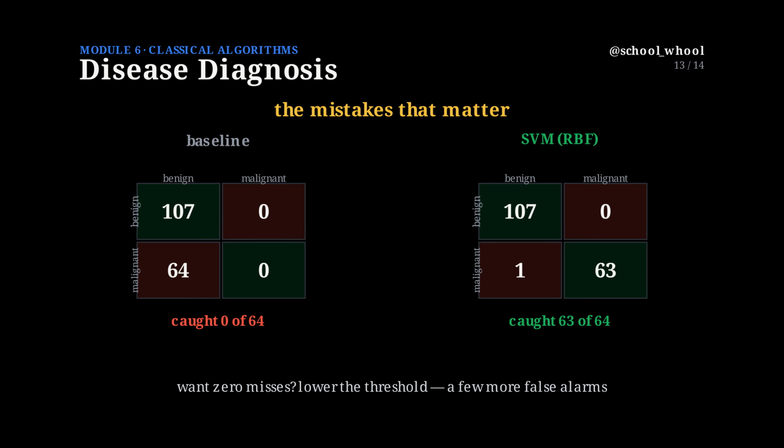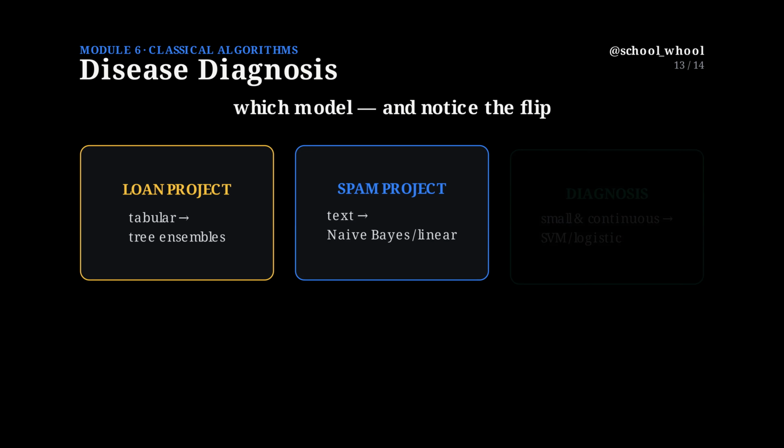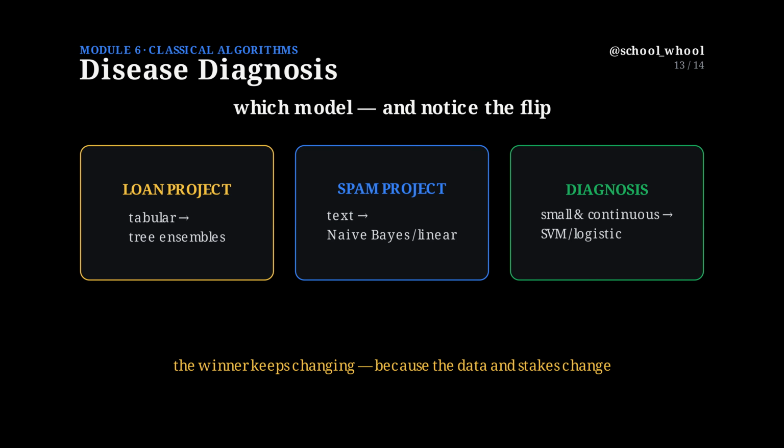So which model do we choose here? A support vector machine or logistic regression, both margin-based, both strong on this data, and both able to output a tunable score so we can dial recall up to where clinicians need it. Notice the choice flipped completely from the lone project. Not because one model is better, but because the data and the stakes are different. That is the whole lesson.